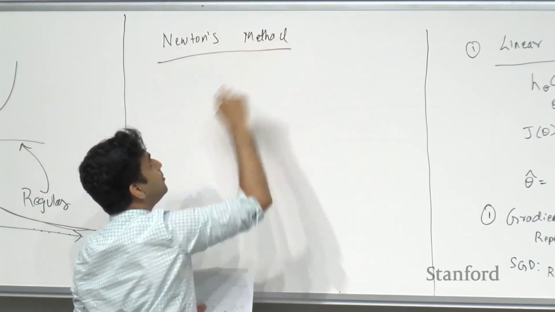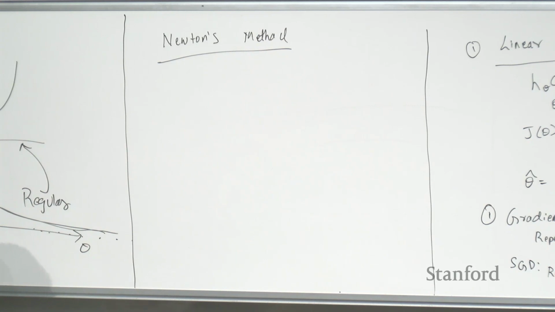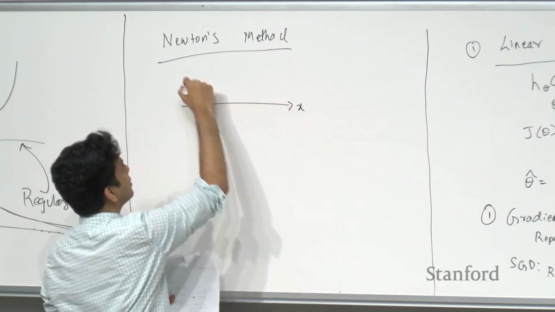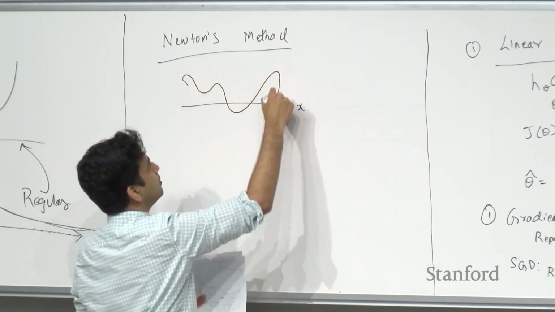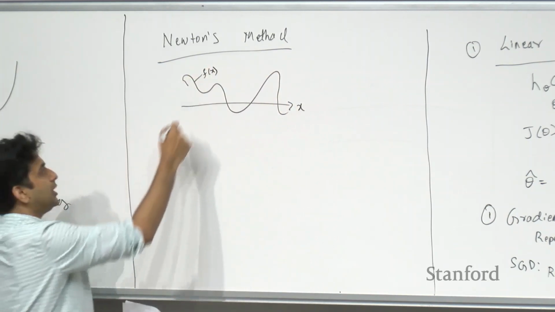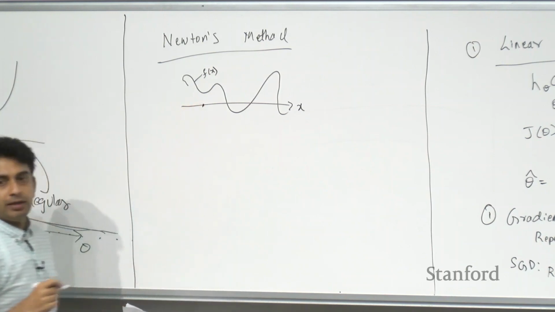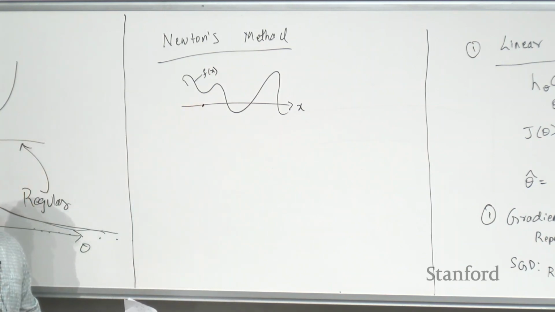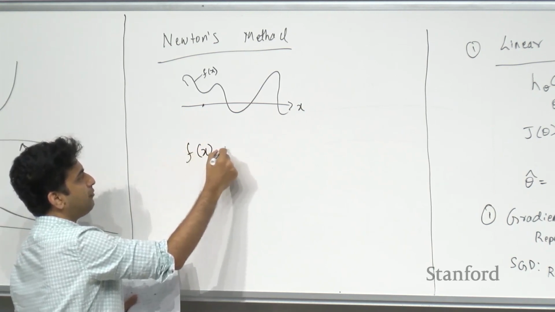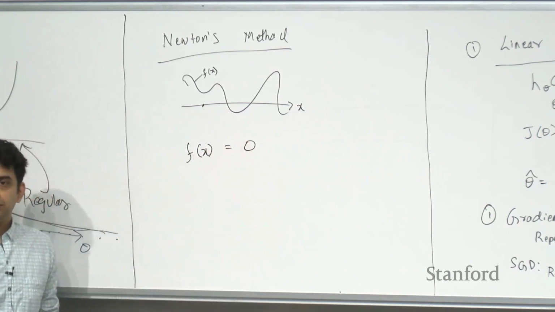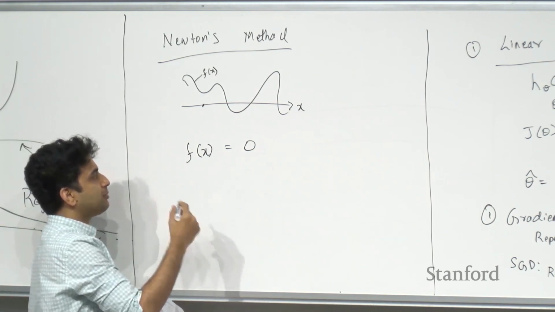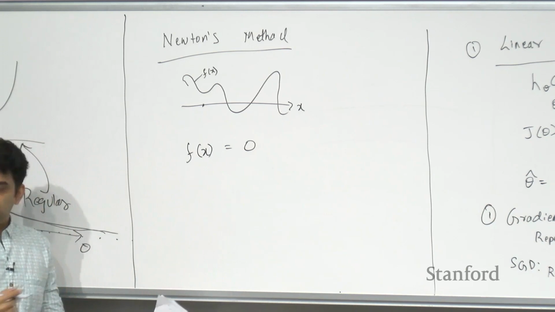So Newton's method is a root finding method where, given some function f, and some random initialization, Newton's method takes us to the nearest root. What do we mean by root? A root is an input to f such that f of x equals 0. So with some random initialization, Newton's method will take us to the nearest root of a function.